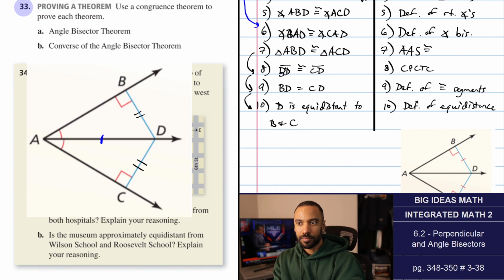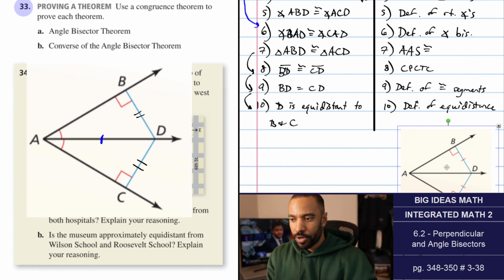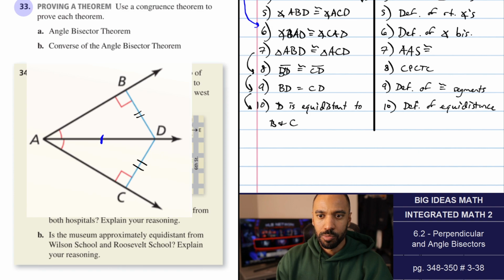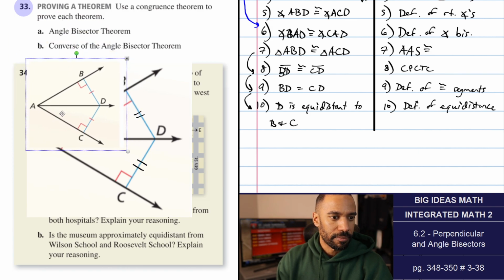Okay. Let's do 33B. Let's take this other diagram and let's move this one over. Whoopsie. Let's move this one over here. Hope you're okay with that. I'm covering this thing up.